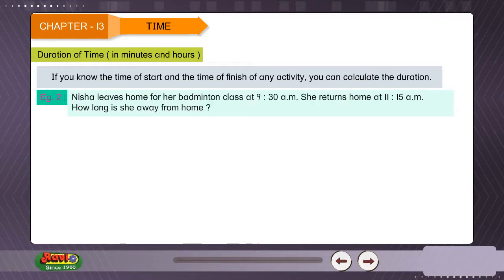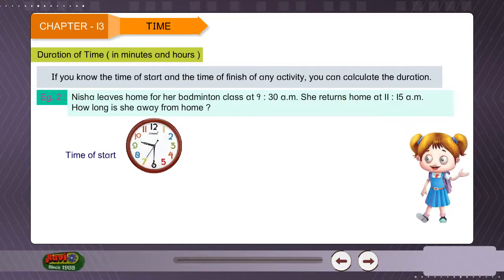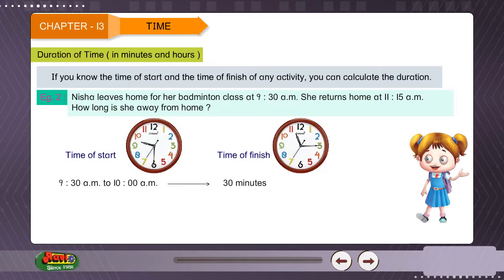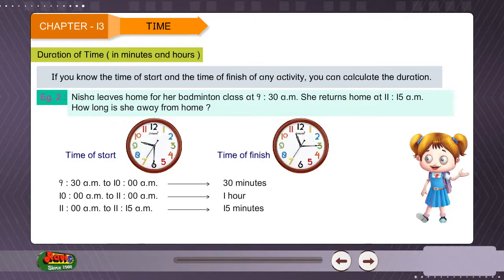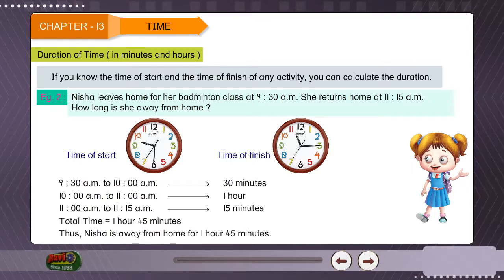Example 2. Nisha leaves home for her badminton class at 9:30 am. She returns home at 11:15 am. How long is she away from home? 9:30 am to 10 am, 30 minutes. 10 am to 11 am, 1 hour. 11 am to 11:15 am, 15 minutes. Total time is 1 hour 45 minutes. Thus, Nisha is away from home for 1 hour 45 minutes.